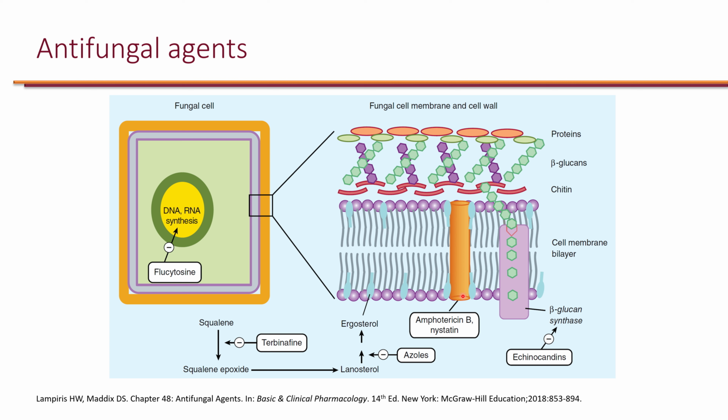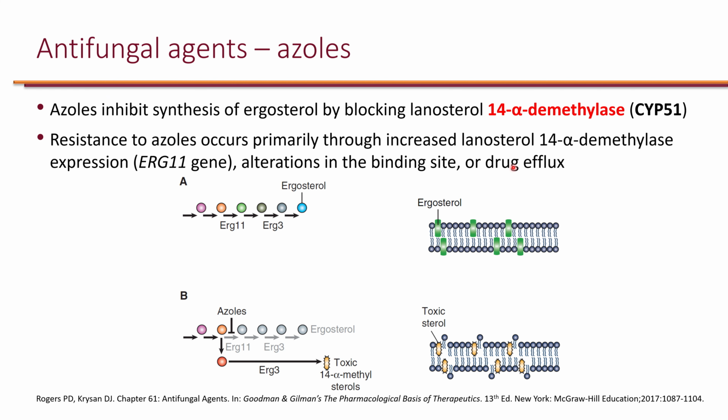There are agents that actually form a pore inside the cell membrane and cause wasting of various electrolytes, leading to cell death. And we have agents that prevent synthesis of beta-glucan, which is important in the structure of the cell wall. So beta-glucans are components of the cell wall.